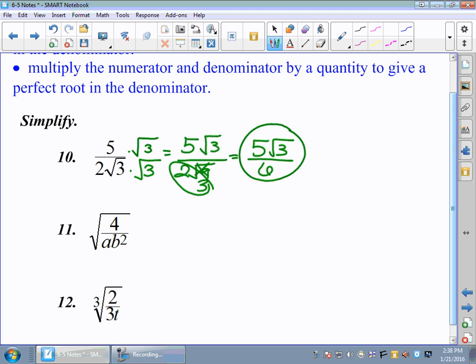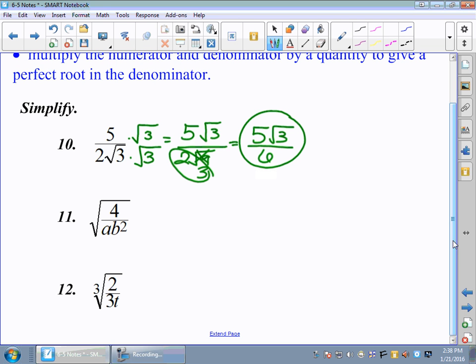Number 11, let's clean it up before we actually try to rationalize the denominator. So split it up, square root of 4 over square root of A B squared. Square root of 4 becomes a 2. And I can clean up that radical. The A stays, but I can take a B out. Has absolute value signs around it. And then you got the square root of A.